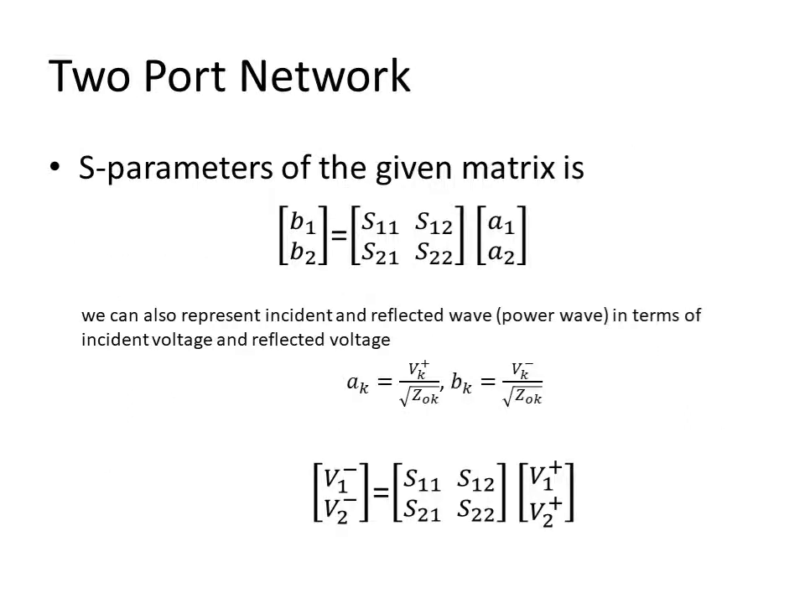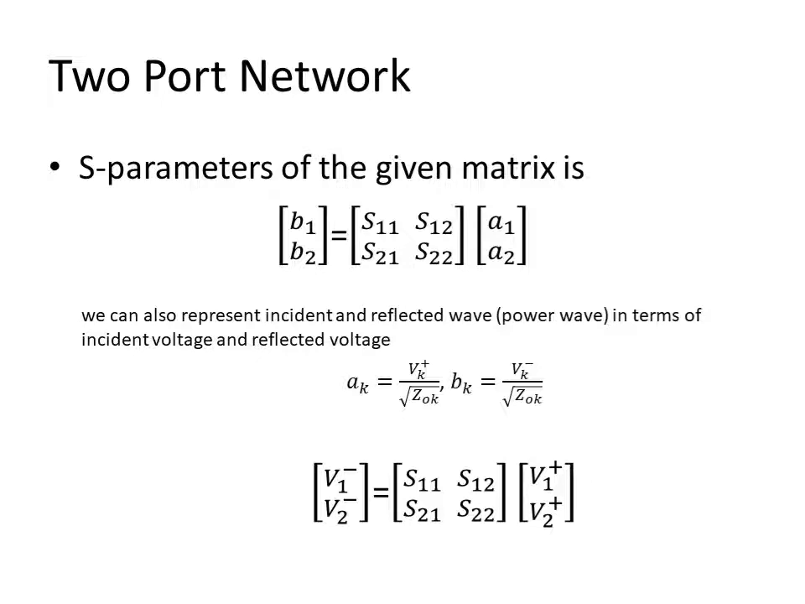It is represented in terms of B1, B2 and A1, A2. And we know that B1 and A1 are actually power waves. That power can be represented in terms of the voltage. So see here, A_k is the power wave. k is used as a constant having the value 1 and 2 because it is a two-port network. So A_k is V_k plus divided by the square root of Z_0, where Z_0 is the characteristic impedance of this particular line.